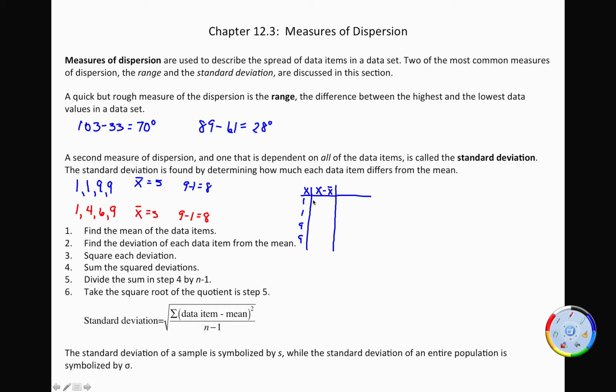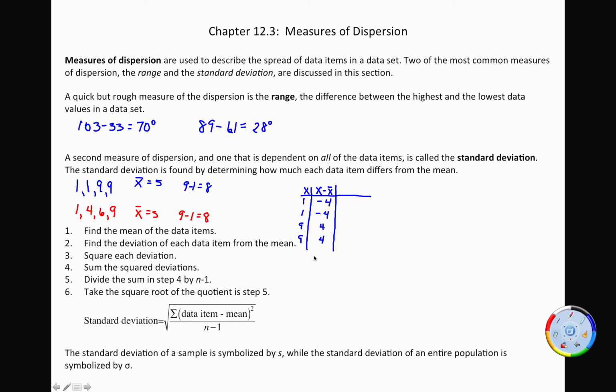So 1 minus 5 is negative 4. 1 minus 5 is negative 4. 9 minus 5 is 4, and 9 minus 5 is 4. Now, if I wanted to find the mean of this distance, notice if I added these up right now, I would get 0. Two negative 4s and two positive 4s would be 0. I would get that every single time because that's exactly what it means to be the mean.